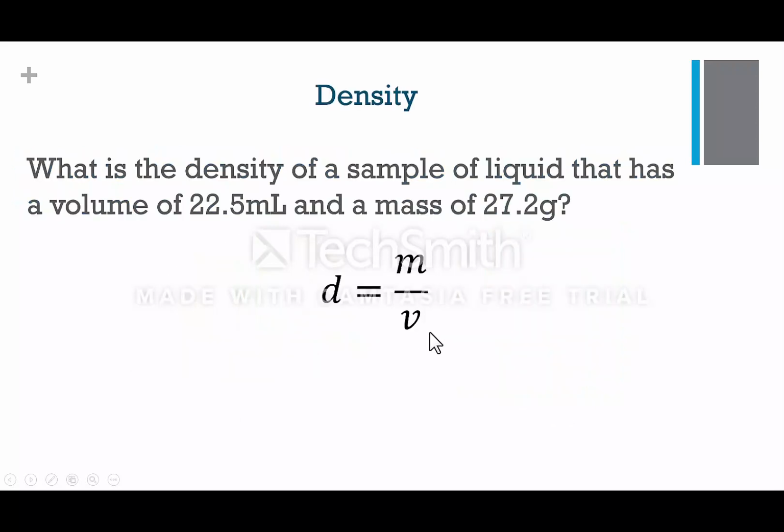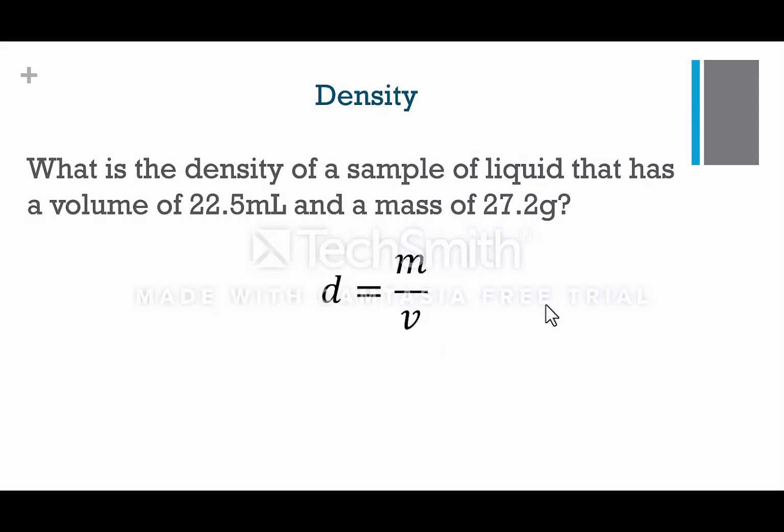All right, so let's look at a really simple example of density and work it out. So what is the density of a sample of liquid that has a volume of 22.5 milliliters and a mass of 27.2? Well, we're going to use our formula here for density. Density equals mass divided by volume.